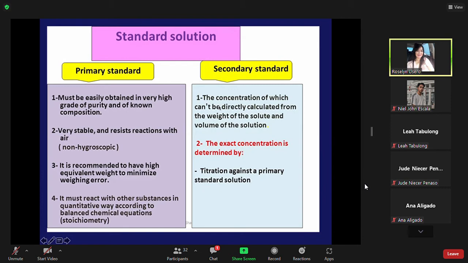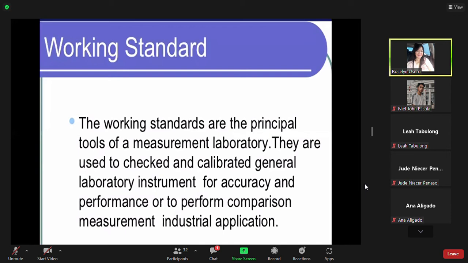The concentration of which can be directly calculated from the weight of the solute and the volume of the solution. That's why you have to titrate it, or in this case titration, against a primary standard solution para malaman mo ang iyang exact concentration. So a secondary standard needs a primary standard solution.